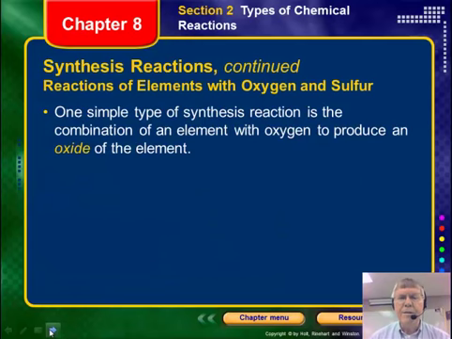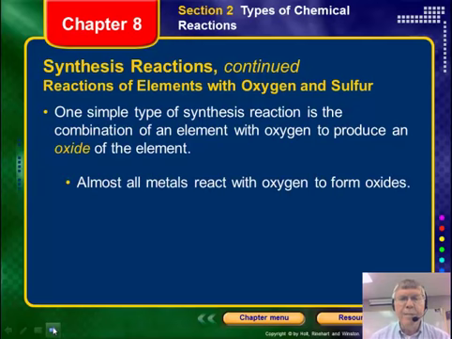One type of synthesis reaction is when elements are combined with oxygen to create an oxide. Almost all metals will react with oxygen, not every single one. And when we get to section 3 in chapter 8, we will look at some ways of determining which metals will react with oxygen. But the vast majority of them do.